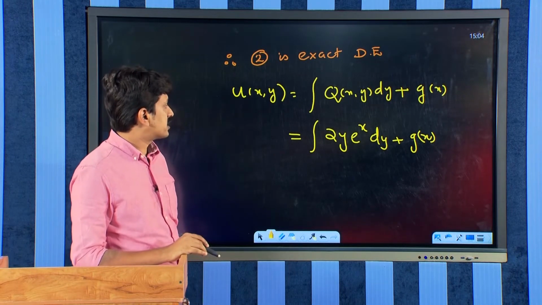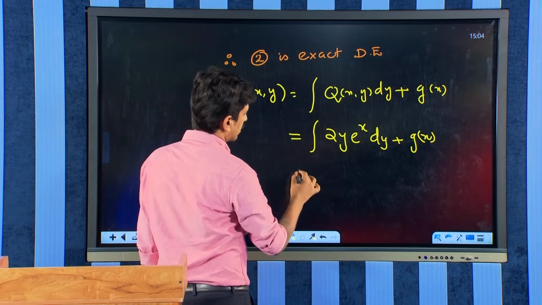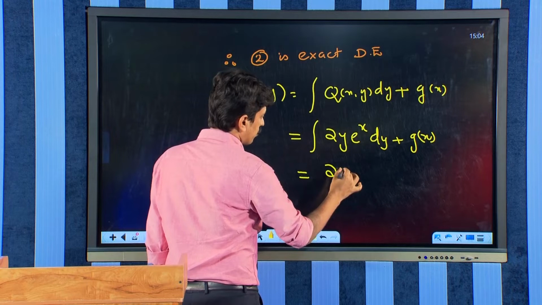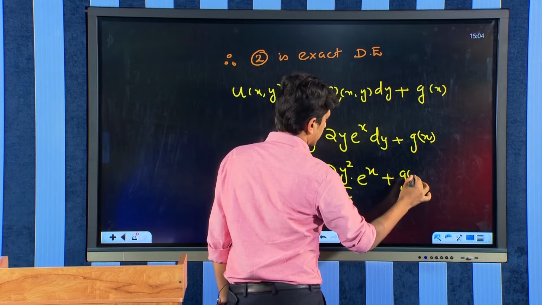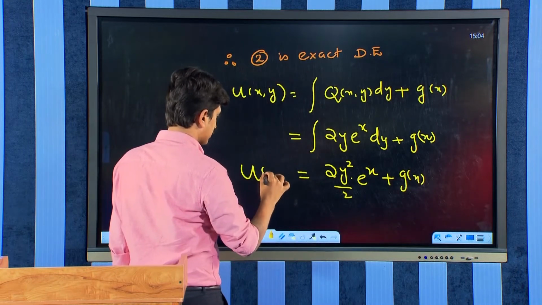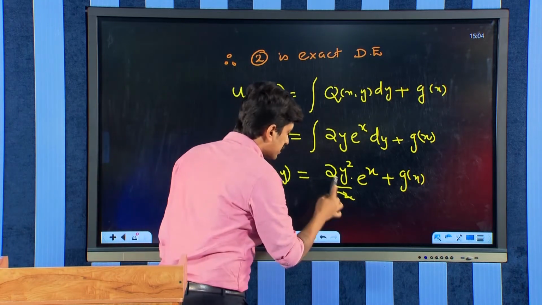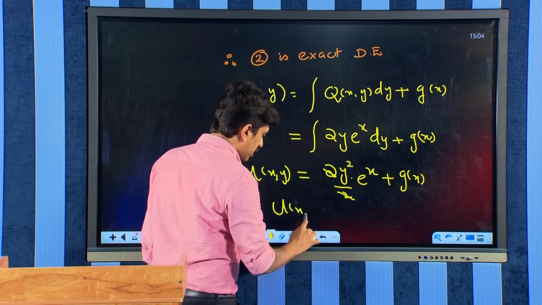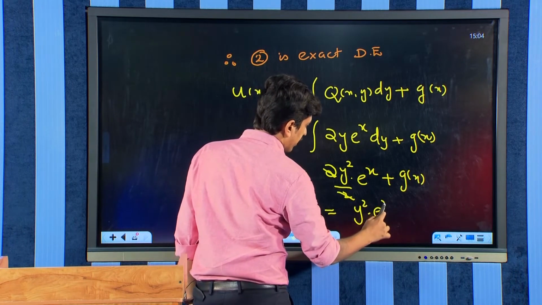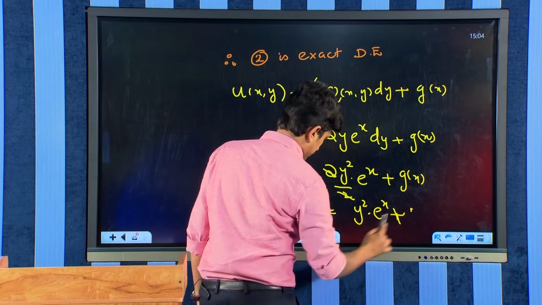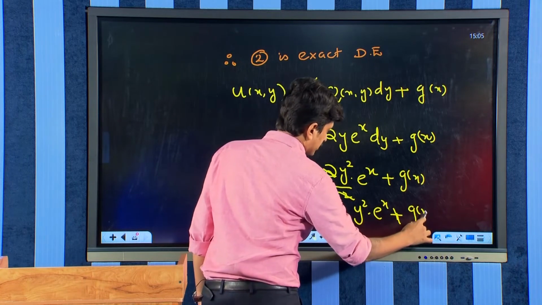So, we can write this as the integral of 2y e raised to x, which is equal to 2y square by 2 into e raised to x plus g of x. This is u of x y. Okay, so we can cancel this 2 and 2. Finally, we will have u of x y, the general solution, as y square e raised to x plus g of x.